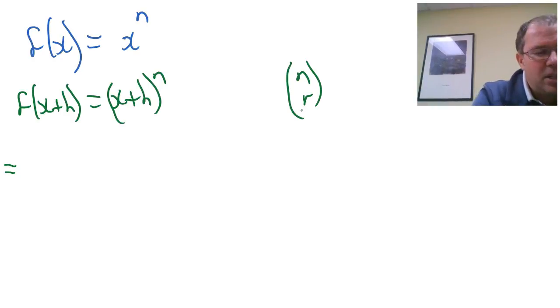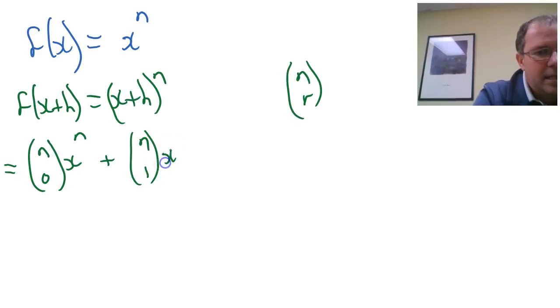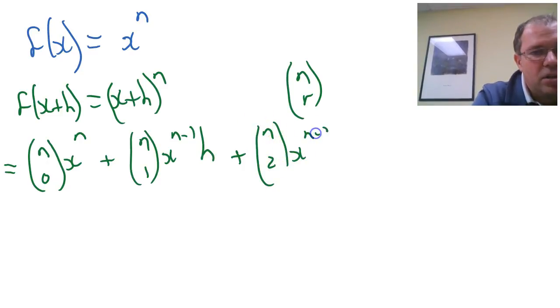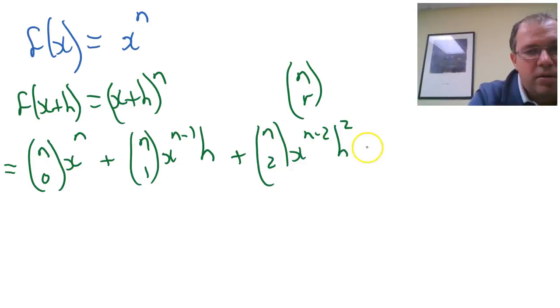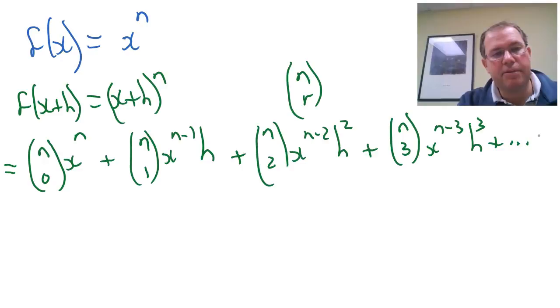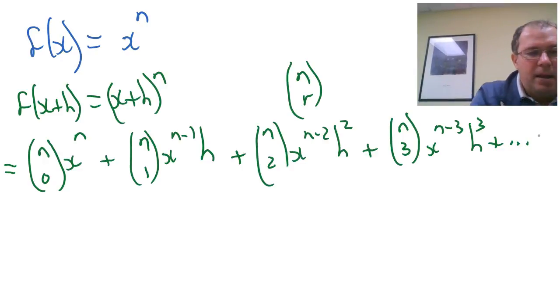So x plus h to the n is n0 times x to the n, plus n1, x to the n minus 1, introducing the first power of h, plus n2, x to the n minus 2, increasing the power of h to h squared. We'll just do one more, n3, x to the n minus 3 times h cubed. And I'm going to put plus dot dot dot, because obviously when I've got power n, there will be n plus 1 terms altogether. So let's simplify this.